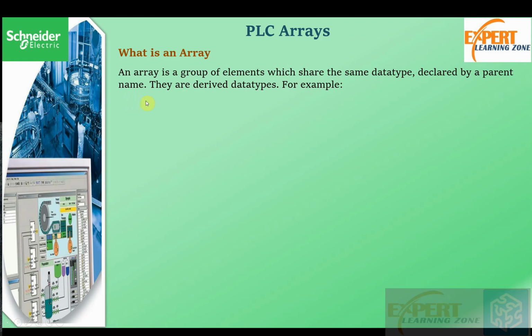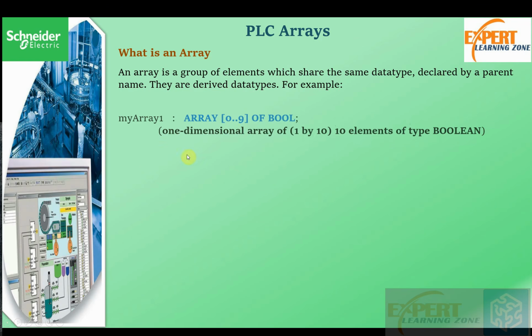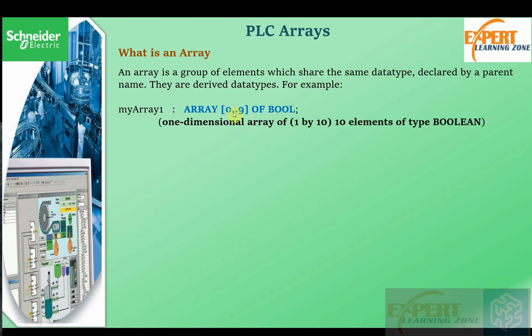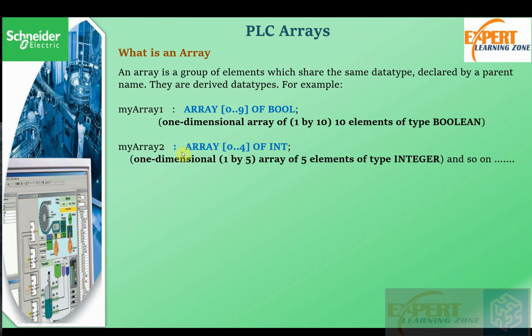What is an array? Arrays are a group of elements that share the same data type. They are not fundamental data types, but rather derived data types. For example, this is a one-dimensional array of 10 elements. The array index begins from 0 to n minus 1 if n is the number of elements. So this is a 10-element array of type Boolean. This is an example of a 5-element array of type integer. So it's a 1 by 5 array and this is a 1 by 10 array.